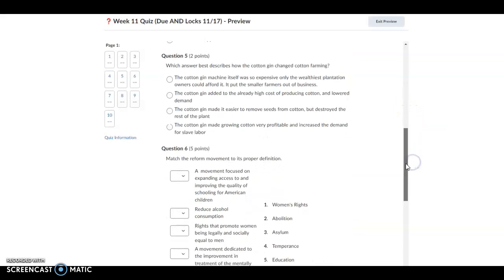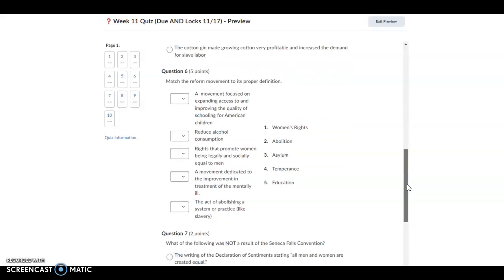Number 5, which answer best describes how the cotton gin changed cotton farming? A, the cotton gin machine itself was so expensive, only the wealthiest plantation owners could afford it. It put the smaller farmers out of business. B, the cotton gin added to the already high cost of producing cotton and lowered demand. C, the cotton gin made it easier to remove seeds from the cotton but destroyed the rest of the plant. Or D, the cotton gin made growing cotton very profitable and increased the demand for slave labor.